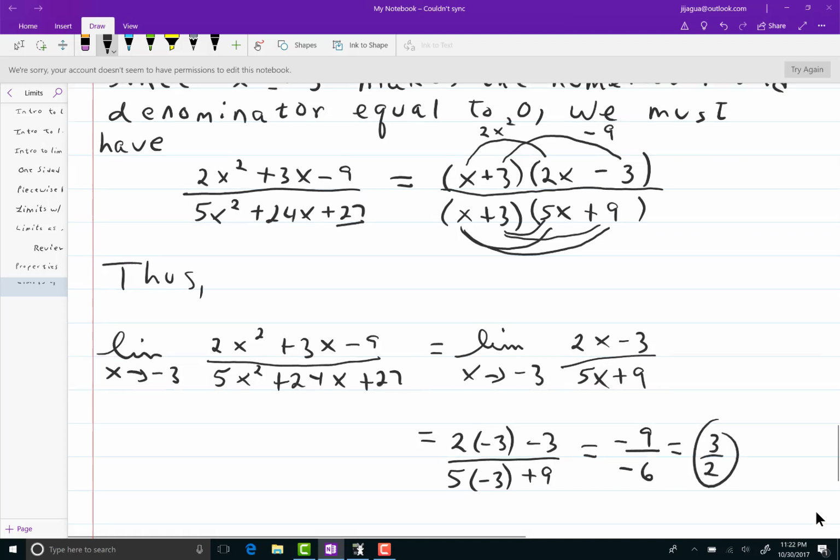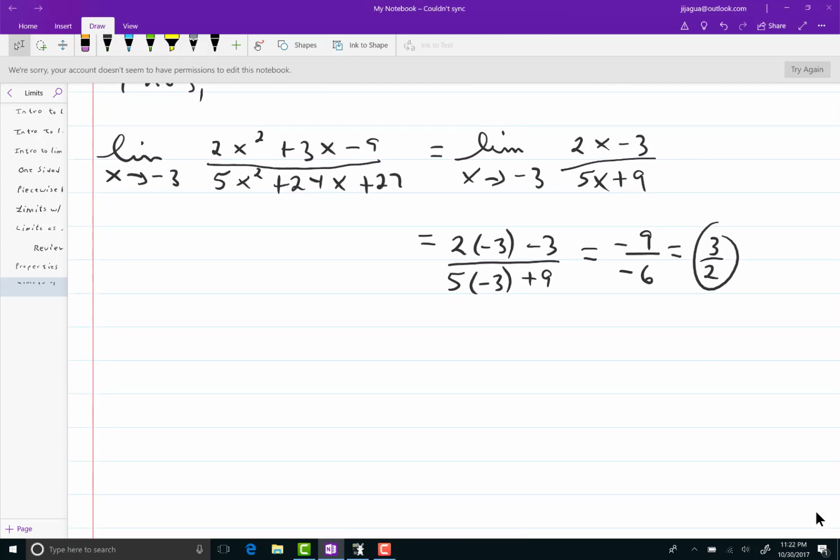And there you have it. I was able to plug it in after I canceled out the hole, if you will. The removable discontinuity. That's what it is. You've got to cancel out the removable discontinuity. So let's check this with the calculator just to show you that you can have faith in this method.